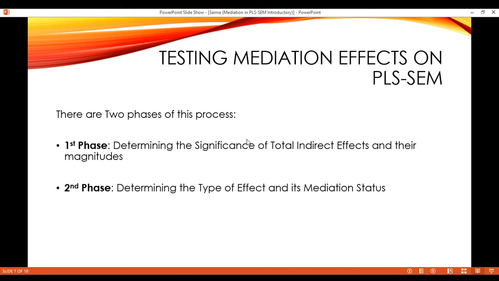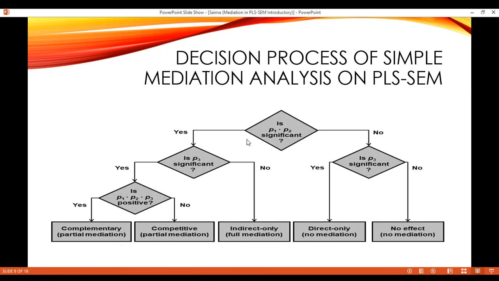The second step is determining the effect and mediation status. This is the decision process. If the product of P1 and P2 is significant, then we have three decision boxes. First is complementary, then competitive, and then indirect only. If the multiplication of P1 and P2 is insignificant, then we have two decisions: direct only, which means no mediation, and no effect, which is also called no mediation.